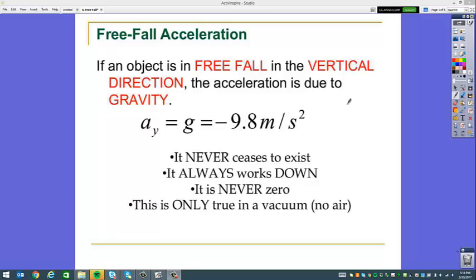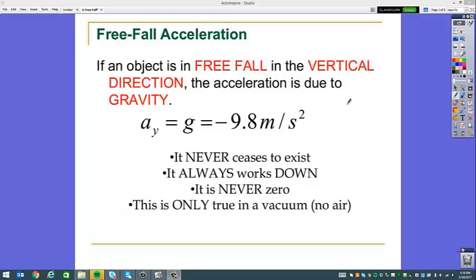Okay, so today we're going to look at free fall and acceleration. Last time at the end of class, you watched a video of a hammer and a feather being dropped on the moon, and you saw that they both fell at the same time. Then we said that was an example of free fall, so things falling only due to gravity.